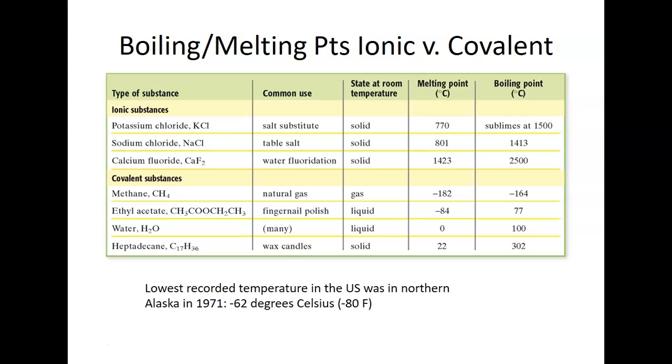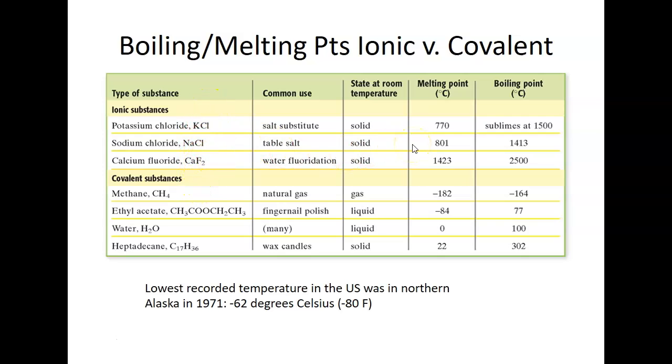If you see here, the top 3 substances are all ionic substances, which means they have very high melting points and very high boiling points. Ionic substances are always a solid at room temperature. And we talked about the lattice energy of these.